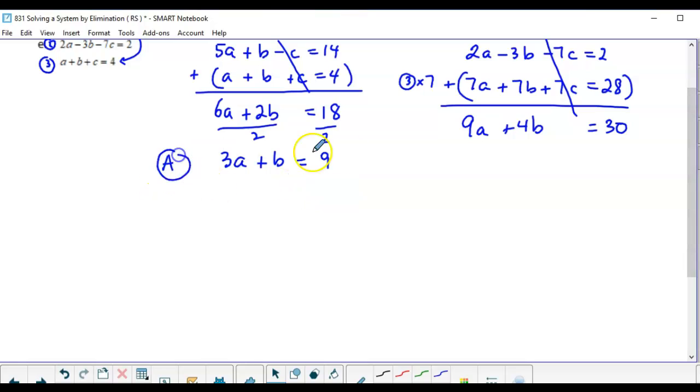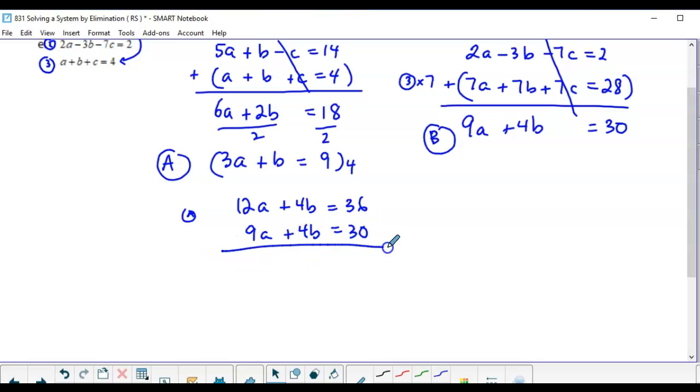So I'm going to call this equation A and equation B. And so now I can multiply this by 3 and eliminate A, or multiply this by 4 and eliminate B. I think I'm going to multiply by 4. So that's going to be 12A plus 4B equals 36. So this is really A. And then 9A plus 4B equals 30. So now to eliminate the B's, I subtract. So that's going to be 3A equals 6. So A equals 2.